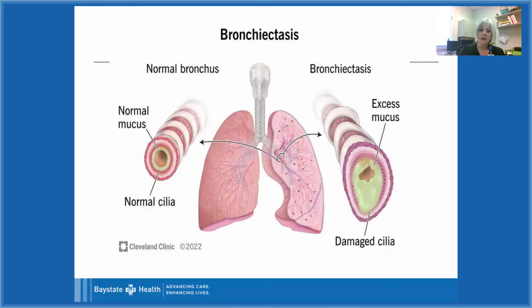And then on the opposite side of your screen, it shows you bronchiectasis. And so you can see how that airway is all stretched out. And we have all this extra mucus hanging around in there. And then we've lost kind of that lining of cilia there on the bottom of that airway. So, I think this is a great depiction of what's actually happening inside the airway.